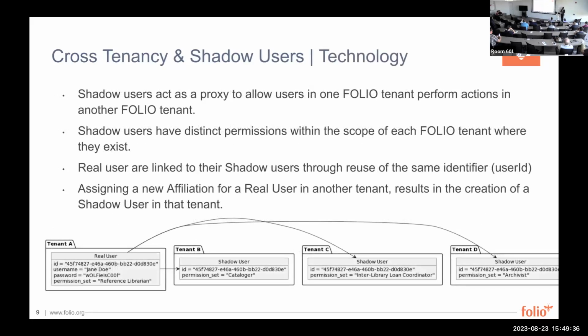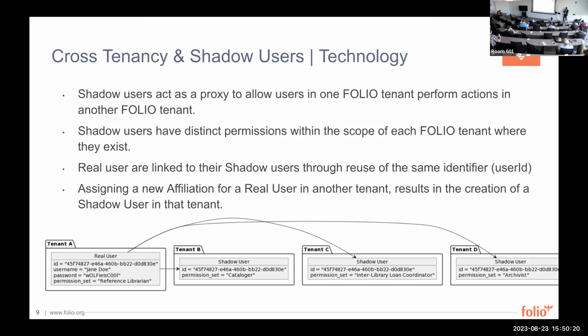On the back end, like I mentioned, I'm a user in tenant A. That is my primary affiliation. I have shadow users in tenant B, C, or D. Those are non-primary affiliations, and those are shadow users. The common link between them is they share the same identifier, and that's how we're able to say this is my shadow user, or that is another person's shadow user. Each shadow user has distinct permissions. So I could be a reference librarian in my library, but an archivist in another library, while being able to switch between whatever tenants I have been given access to.